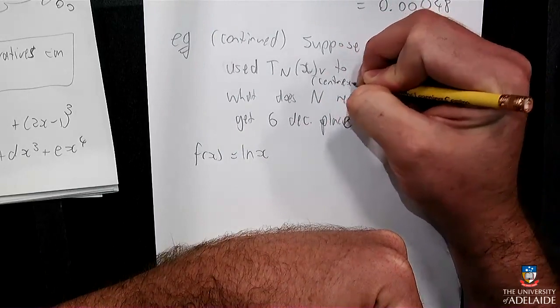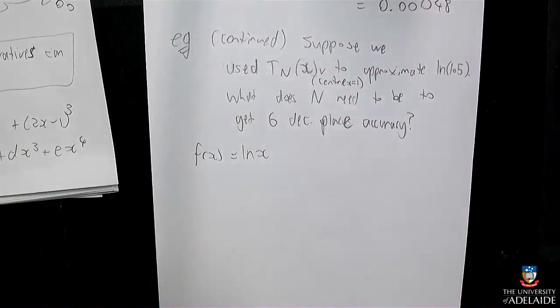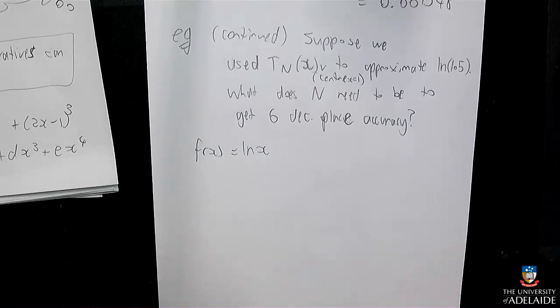Center x equals 1. Sorry, I need to say the center. You can't do a Taylor polynomial unless you know what the center is. And then you could just pick your center to be 1.5 and you don't need any, because then it'll be exactly correct. All right, so this was our original.